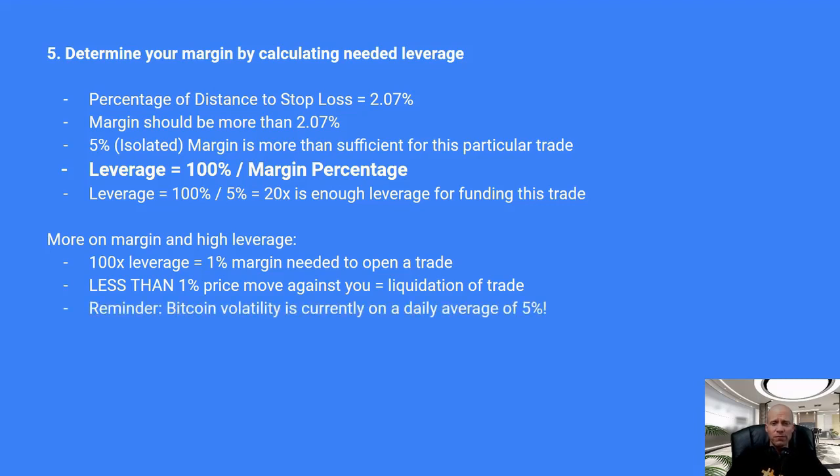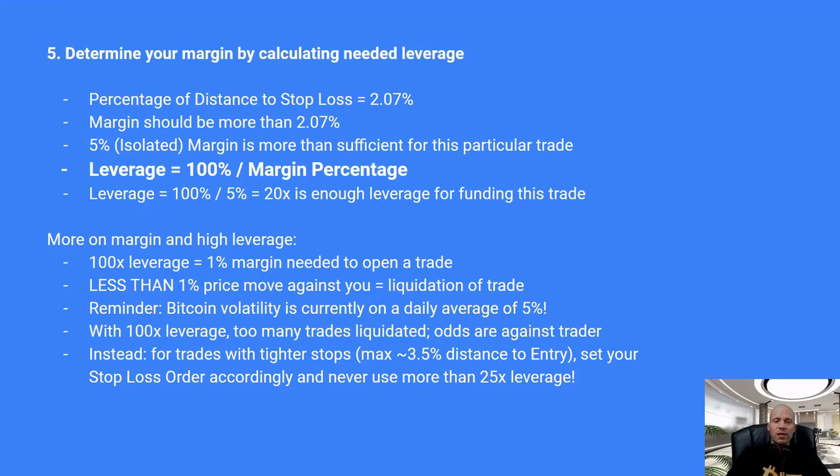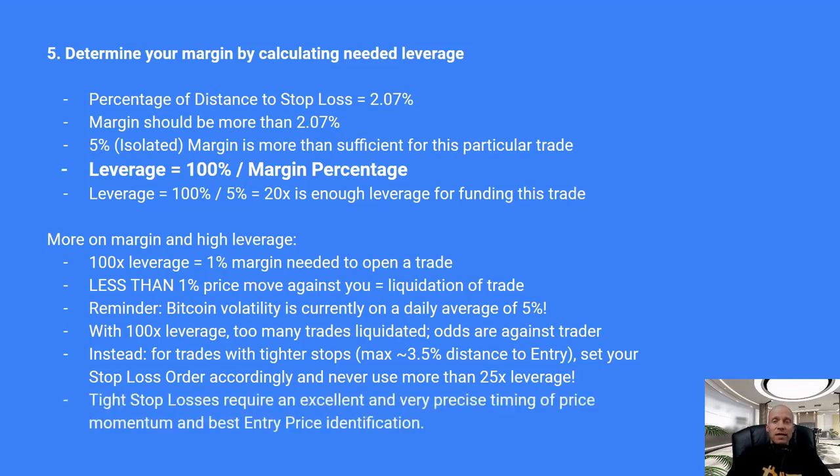And a reminder, Bitcoin volatility is currently on a daily average of at least 5%. With 100x leverage, too many trades will be liquidated and the odds will be extremely against the trader. Instead, for trades with tighter stops, which is approximately less than 3.5% distance to entry, set your stop loss order accordingly and never use more than 25x leverage. Tight stop losses require excellent and very precise timing of price momentum and best entry price identification. This is obviously very hard to do, especially for beginners.